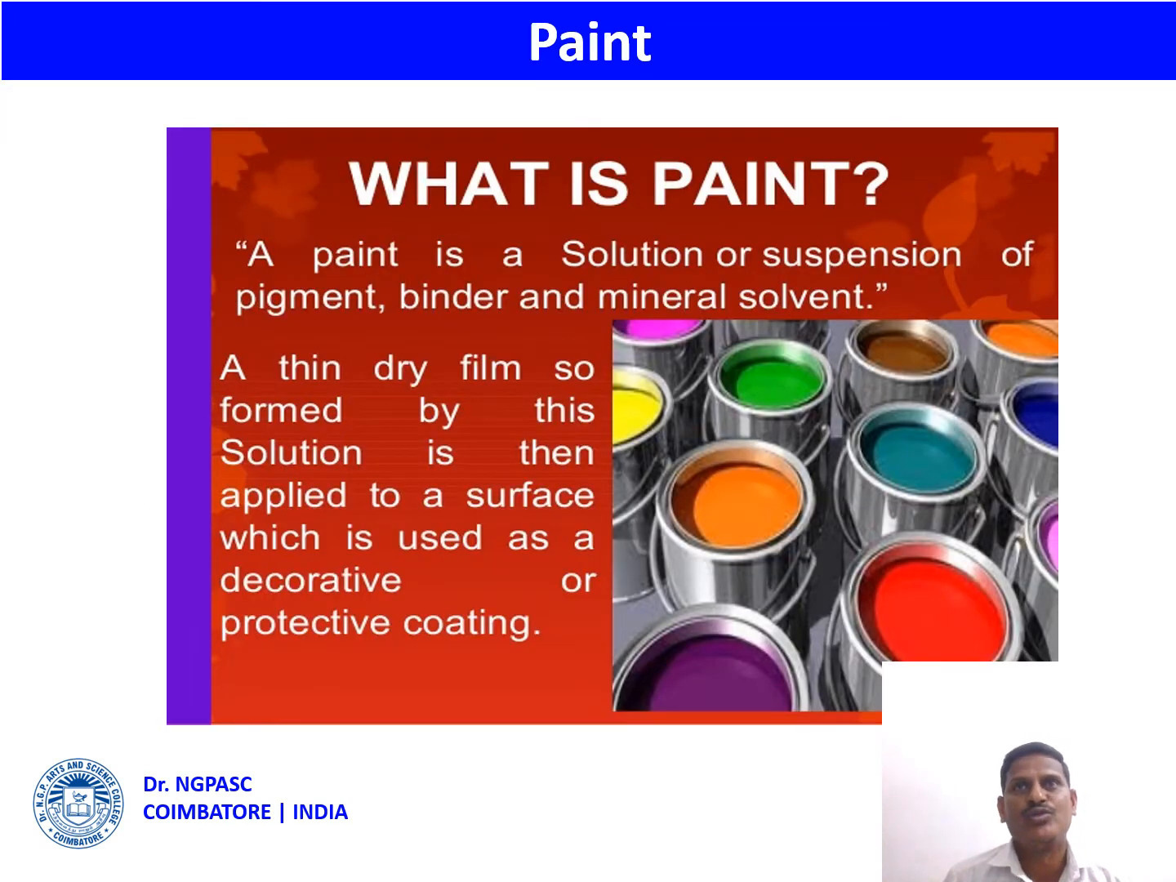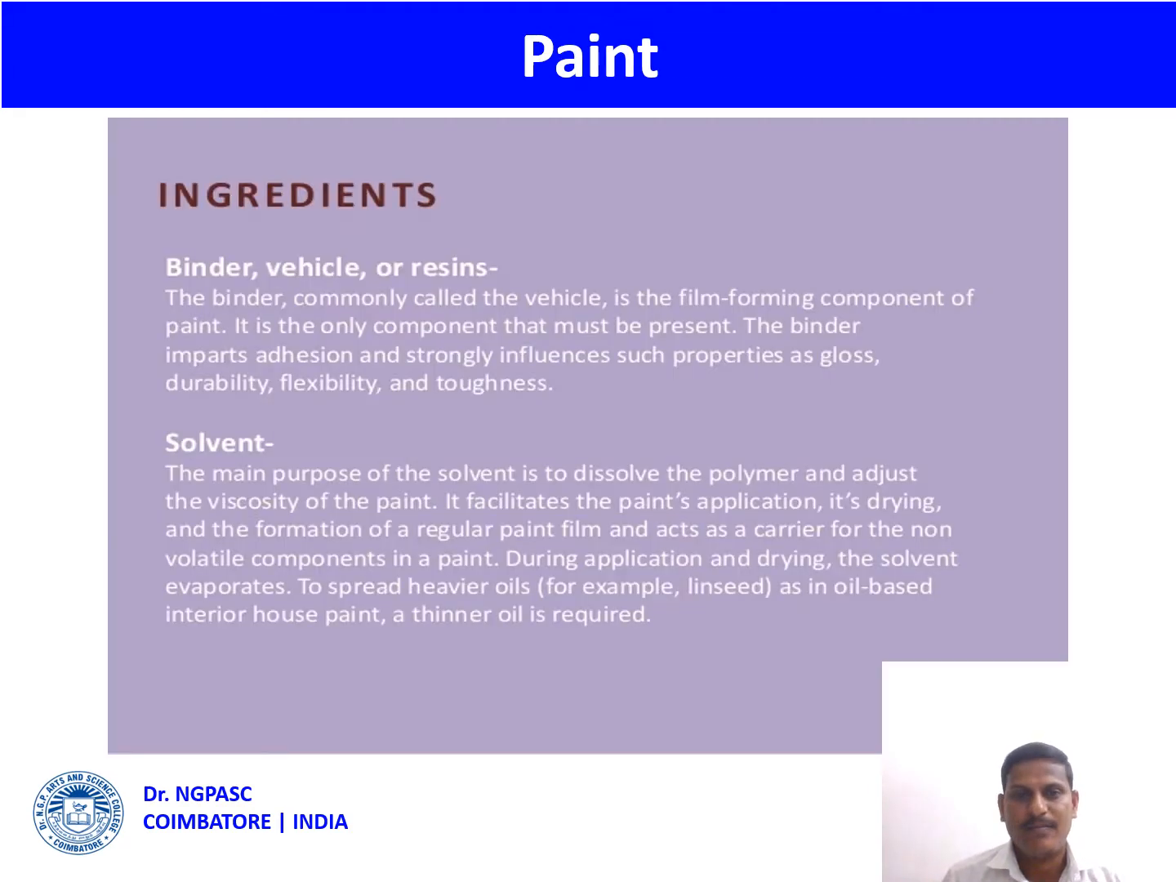Generally, we all know paint, so in our day-to-day life we are using different varieties of paint. So generally we have to know what you mean by paint. So what is paint? Paint is a solution or suspension of pigment, binder and mineral solvent. There are a variety of paints shown here.